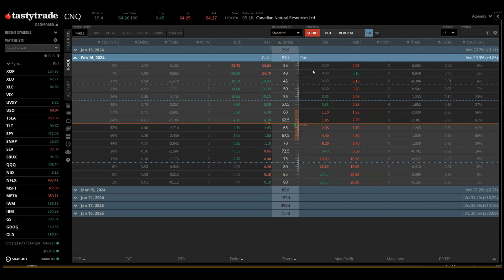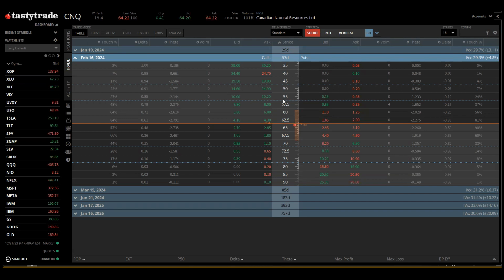The reason for that is, again, if you're following this strategy, you typically want to go out at least 45 days in time. And you want to remember to manage this trade no later than 21 days before expiration. So by going to February 16th, that gives us 57 days to expiry, which is really close to that 45. So I'm good with that.